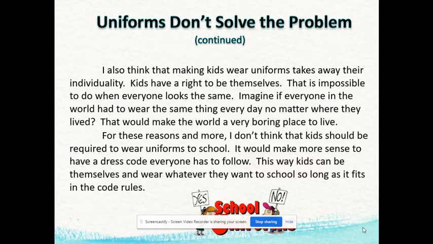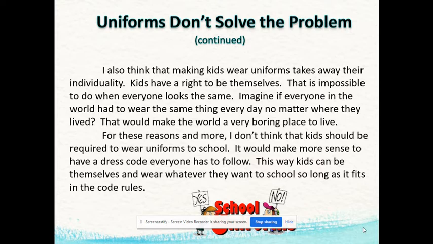This way, kids can be themselves and wear whatever they want to school so long as it fits in the dress code rules. All right, so this is the conclusion that the author wrote. It's kind of a summary of what he wrote. For these reasons and more, he's saying these two reasons that I've provided you, I don't think that kids should be required to wear uniforms. He's restating his opinion, his or her opinion.